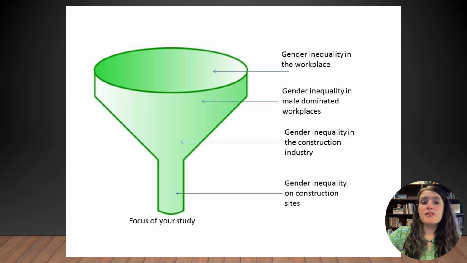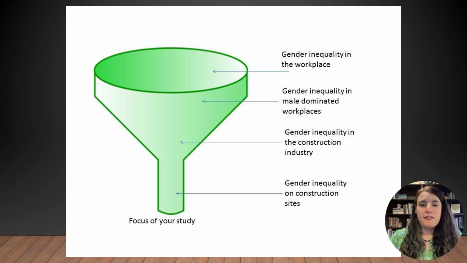For example, here's a funnel diagram showing the topics that would be covered in a study about gender inequality on construction sites. The author starts with a broad discussion of gender inequality in the workplace, so that includes all different kinds of professions. Then he or she narrows it down to talking just about male-dominated workplaces before narrowing it further to talk specifically about construction industry jobs. Finally, the author gets to their specific topic, gender inequality on construction sites.